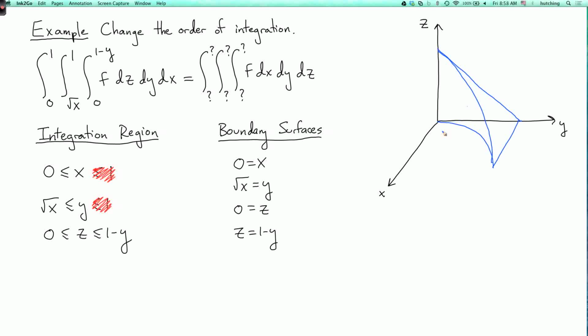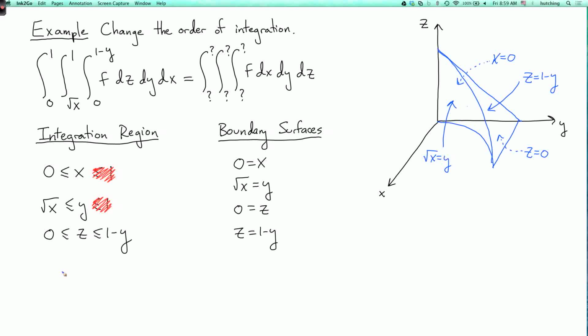So this front surface here is the surface square root of x equals y. This upper surface here is the plane z equals 1 minus y. In the back, I have the plane x equals 0, and at the bottom, I have the plane z equals 0. So that's my region.